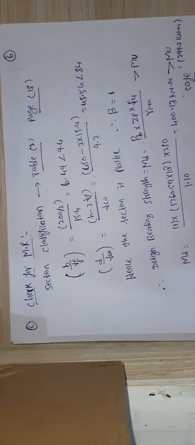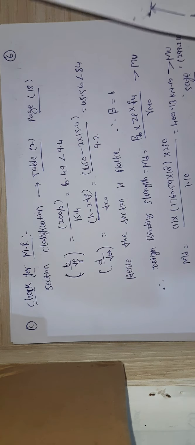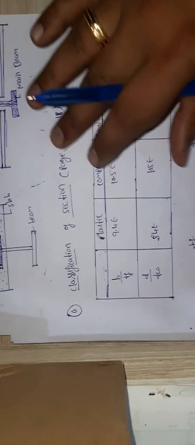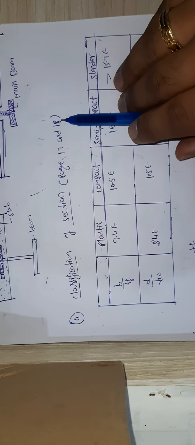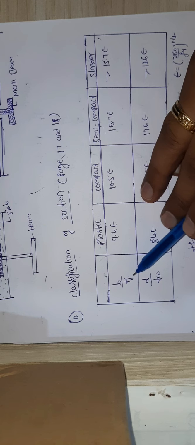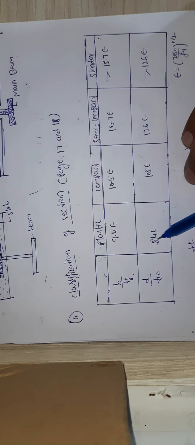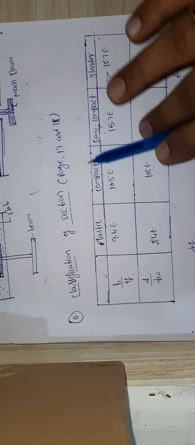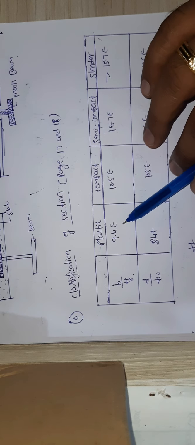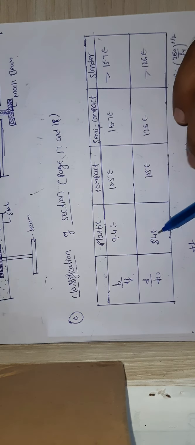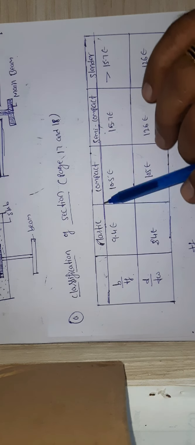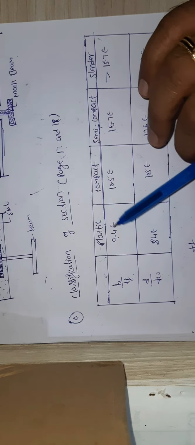So for the section you selected, we need to check which class it belongs to. Does it belong to plastic sections, compact sections, semi-compact sections or slender sections? I already explained to you people. We need to go to page number 17 and 18. We need to calculate B by TF and D by TF based on the values. These are the maximum limit values, 9.4 epsilon and 8.4 epsilon. This is for plastic, this is for compact, and we need to calculate and check. If the value is lesser than 8.4 epsilon and 9.4 epsilon, then I can say that my section is a plastic section.